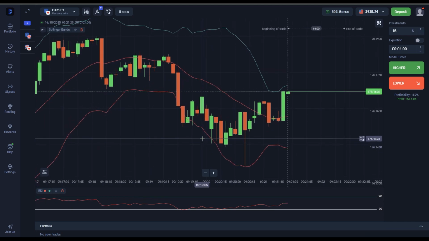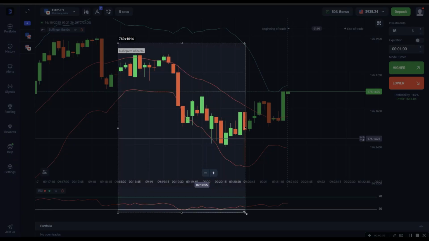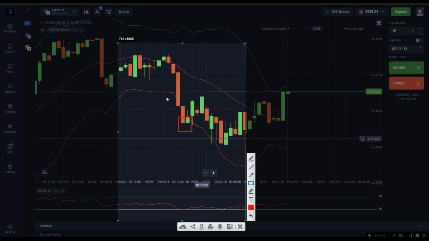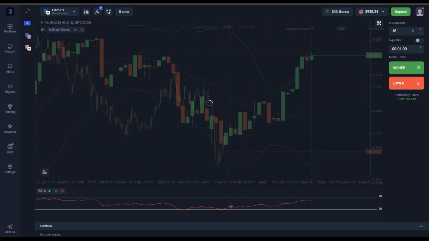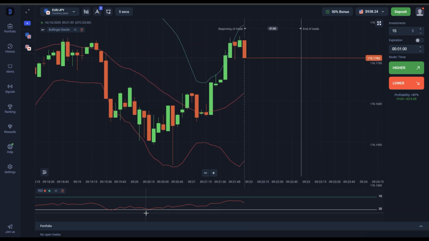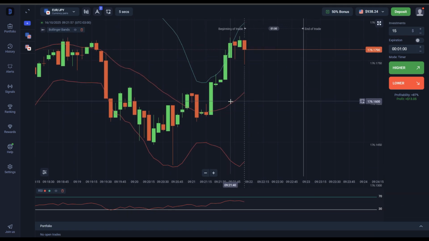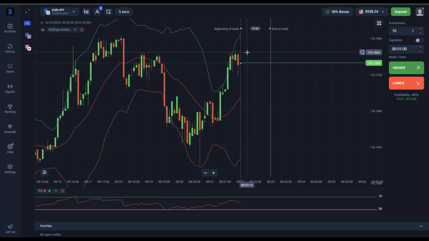Our primary task is to wait for when the price touches either the upper or lower boundary of the Bollinger Bands price channel and the RSI indicator line goes beyond the 30 or 70 levels, in this case 30. Then you should wait for the moment when the RSI line breaks through the 30 level from below upwards and holds above it. In this case, we will open a buy trade if the signal appears. If the situation is the opposite, then we will open a sell trade.